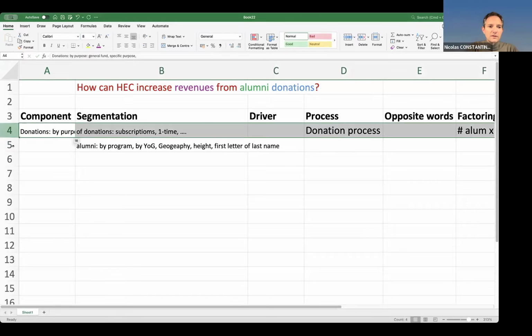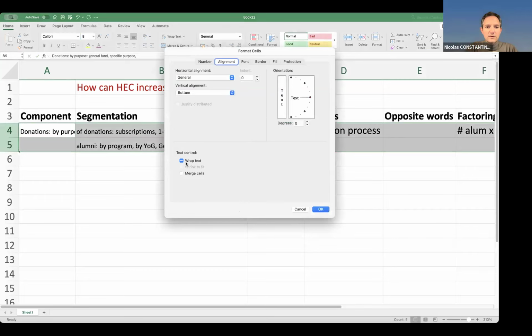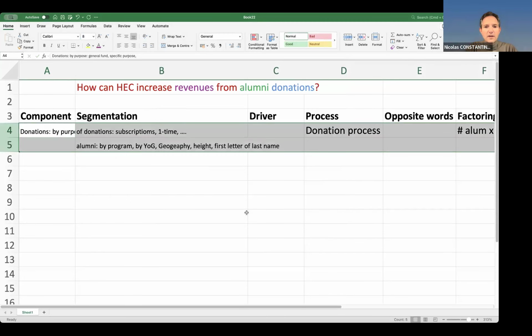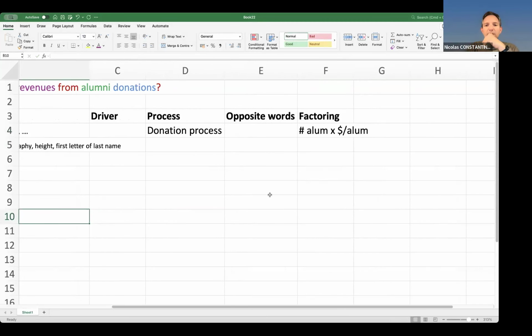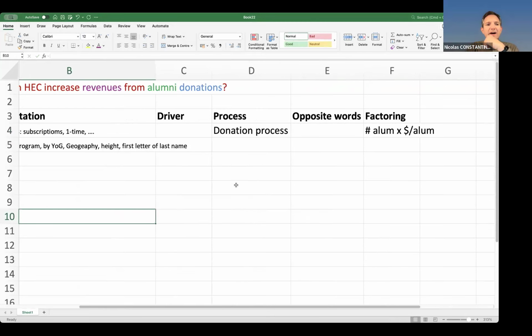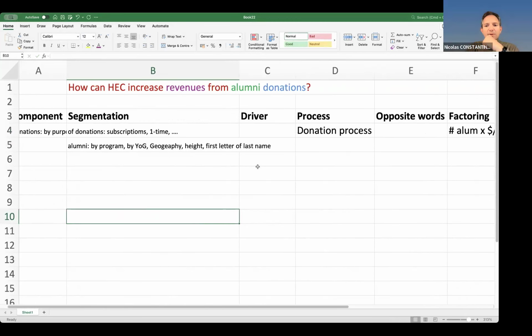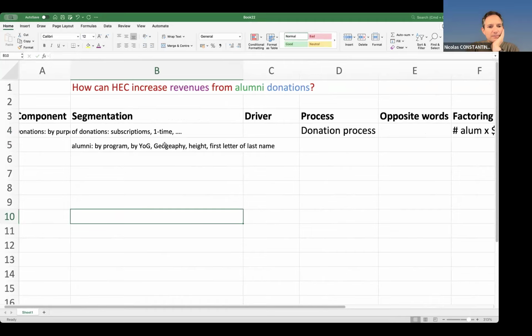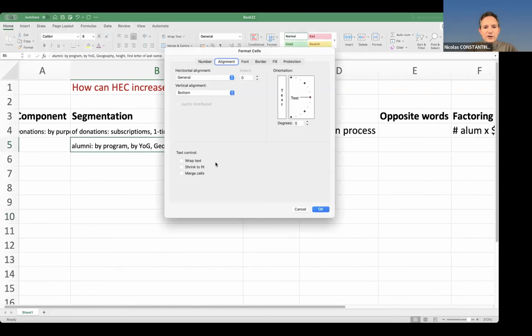Oops. Hold on. Just trying to. Okay. Any other ideas about what we could do? Driver. Any thoughts about how we could think about this in terms of drivers? That one is a little bit harder, but there is a way we could do this.